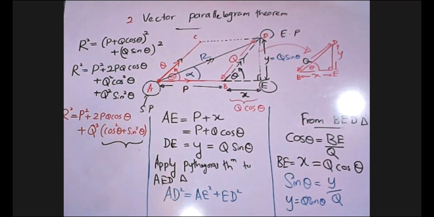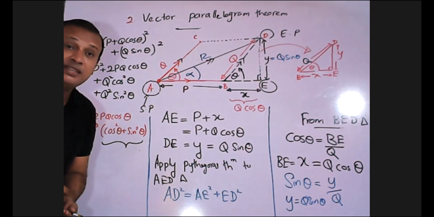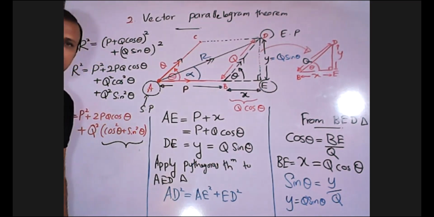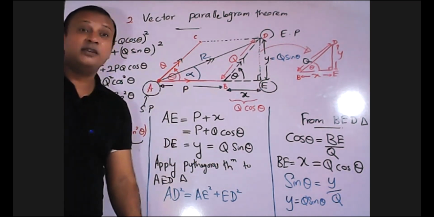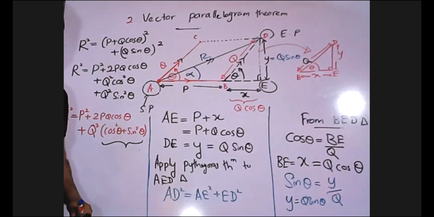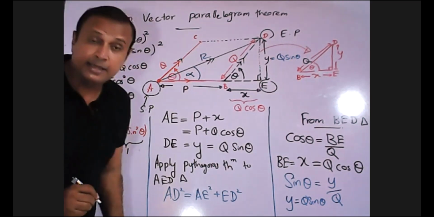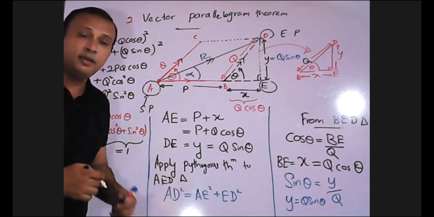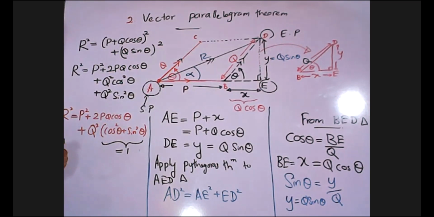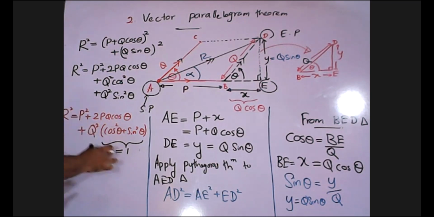What is this value? We have done this in our trigonometry. Sin squared theta plus cos squared theta is equal to 1. Therefore, this value is equal to 1. If you don't remember this one, please watch the recording again. So this value is equal to 1. If it is 1, I will have Q squared only.